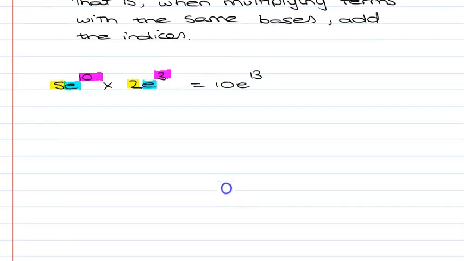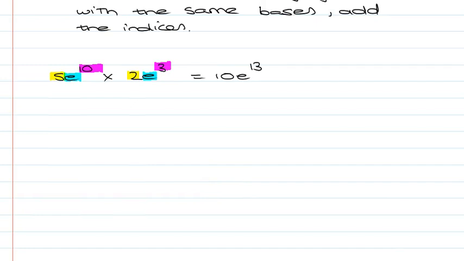Alright, let's do another one. Let's go for something a little bit longer. 7m cubed times 3n to the 5 times 2m to the 8. Okay, a little bit longer here. Now, let's have a look at the coefficients. They can all be multiplied together. We've got 7, 3 and 2. Well, 7 times 3 is 21, times 2 is 42.